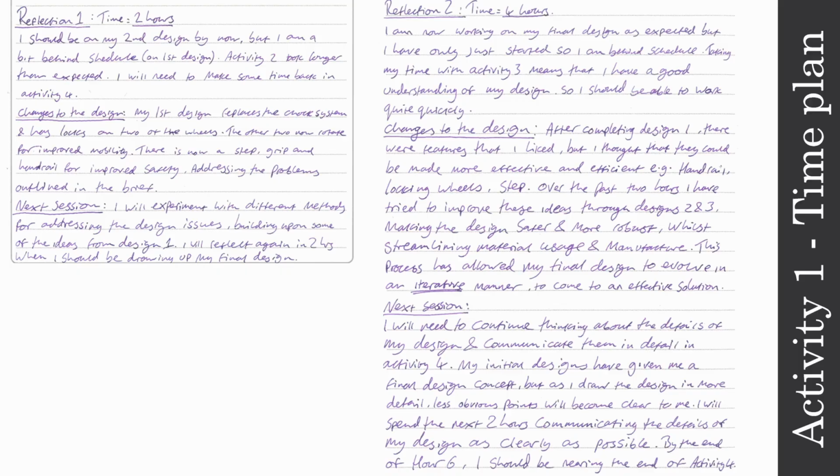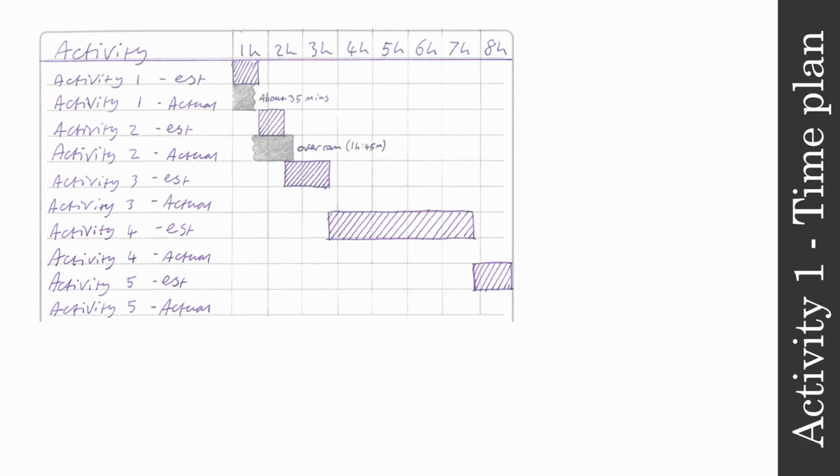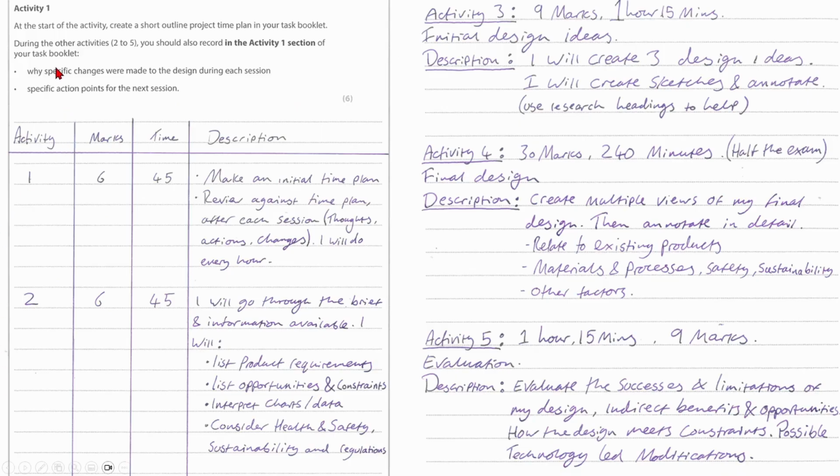All right. So I've done 2 as an example. I've not bothered to do the rest just for time purposes, but you'll get the idea when we look at these 2. Now, what I would say is that doing it at the end of each session may not be the best idea. So if I go back, where are the instructions? Here. Why specific changes were made to the design during each session?